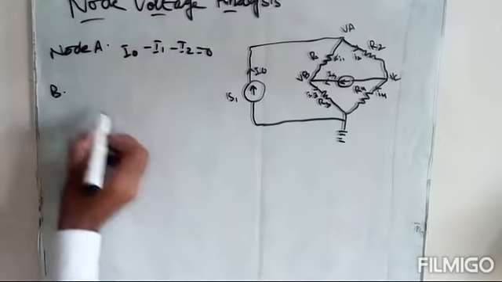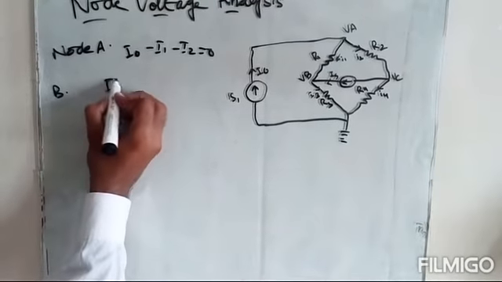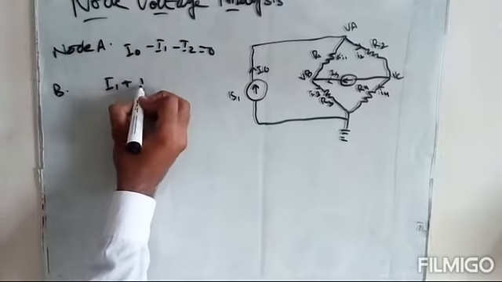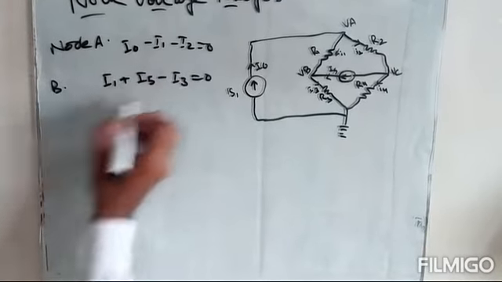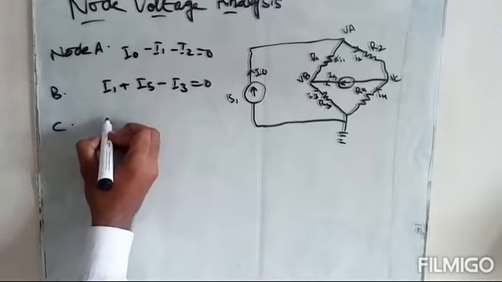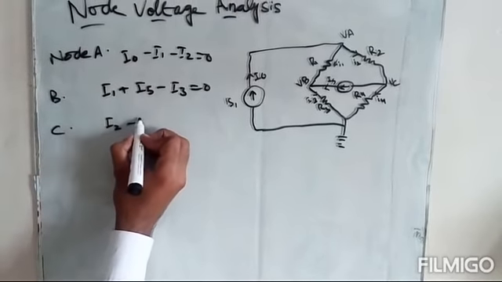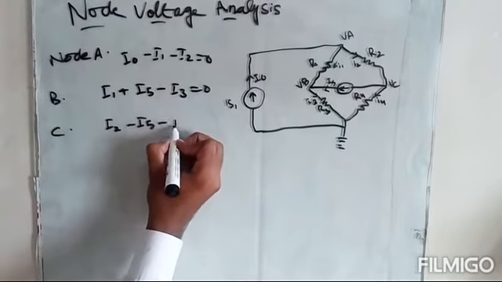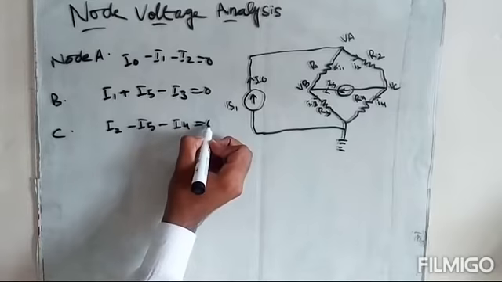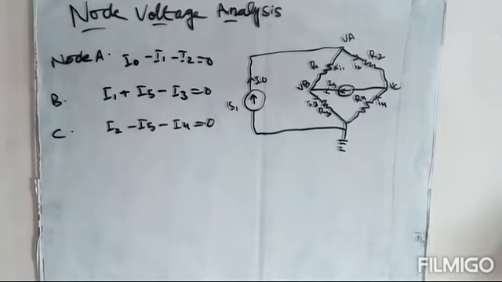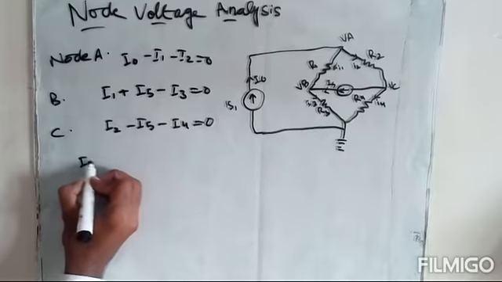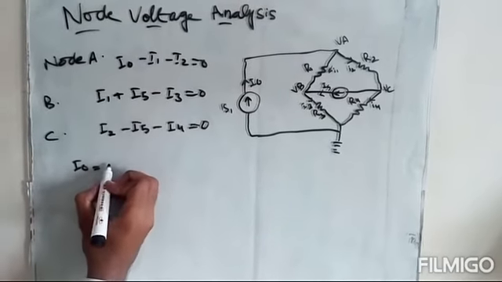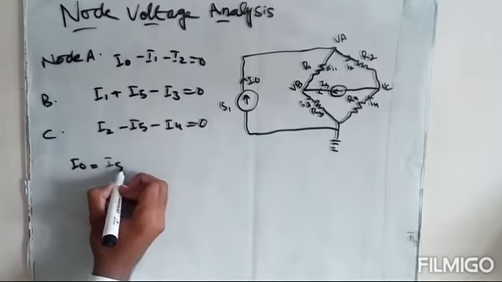At node B, I1 is entering, so I1 is positive, plus I5 is also entering, and I3 is leaving. The sum is equal to 0. At node C, I2 is entering, I5 is leaving and I4 is also leaving, so these two will be negative. The algebraic sum is equal to 0. Now we will find the values of these currents. I0 is equal to IS1.